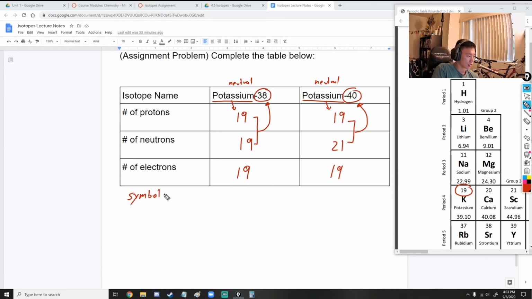For the symbol for potassium-38, all we need to do is get the symbol for potassium. The symbol is K. So I'm going to write K, and then on the top left, I just put the mass number. The mass number is 38, so I'm going to put 38 on the top left. And then for potassium-40, we just write the symbol K because it's still potassium, and we just put the number 40 on the top left.